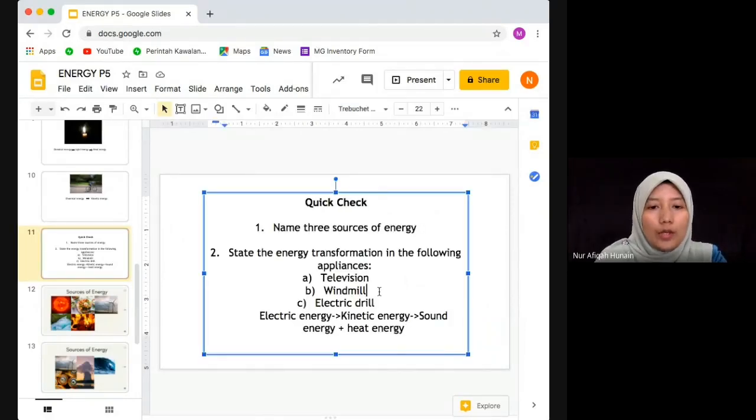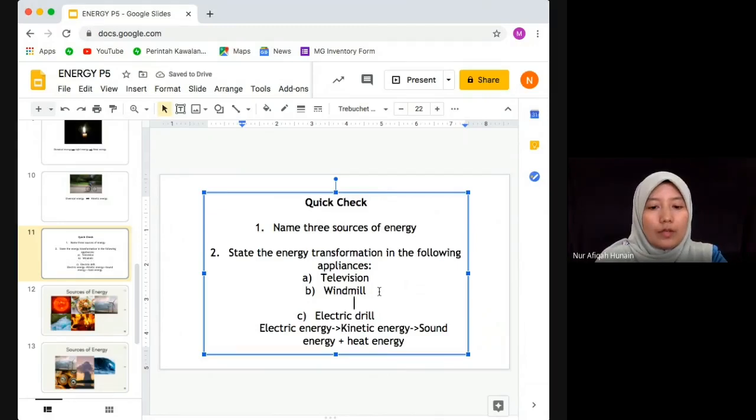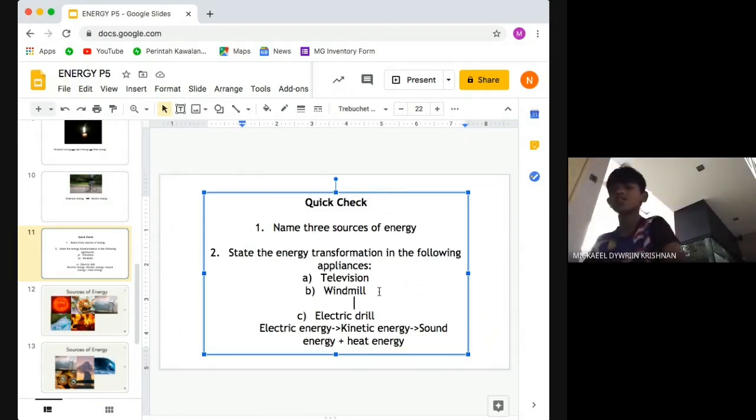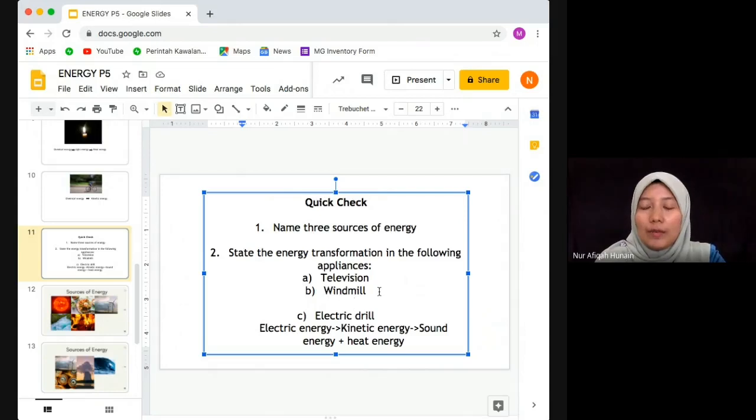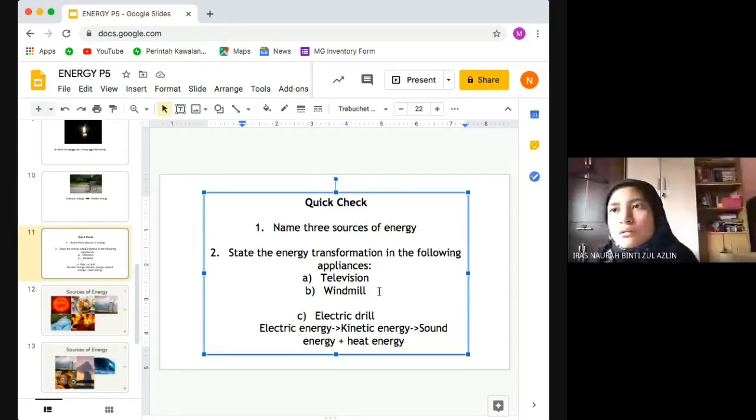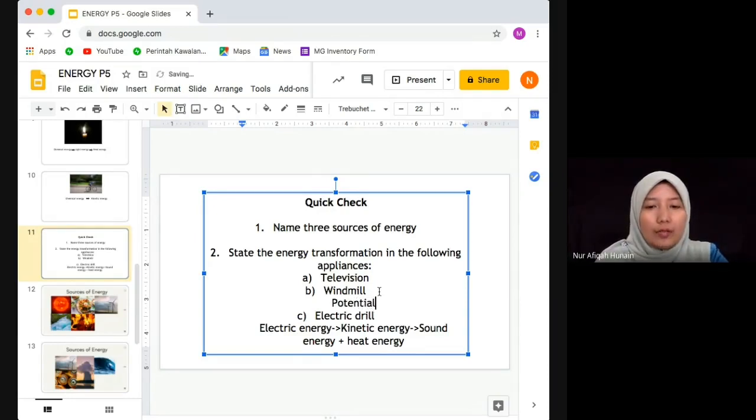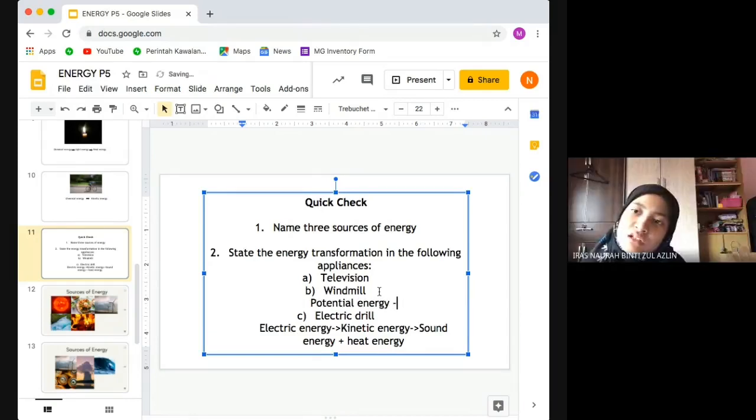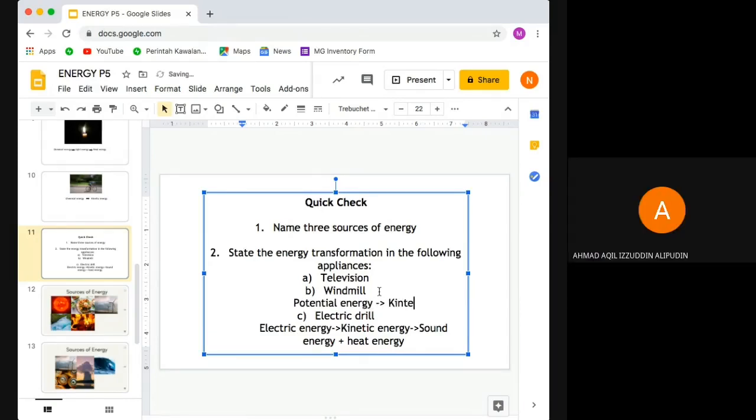Okay, this one for the windmill. What did we discuss just now for the windmill? Start from potential, before kinetic. It's not electric. Potential energy to kinetic energy. Yes, kinetic energy.